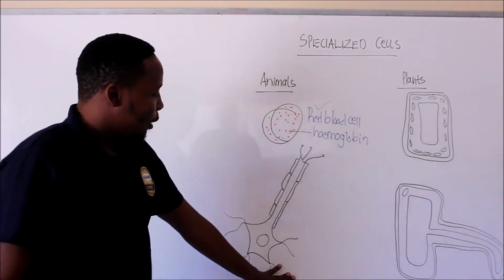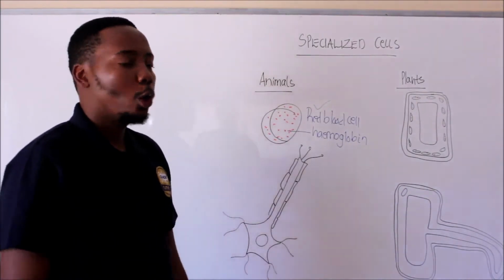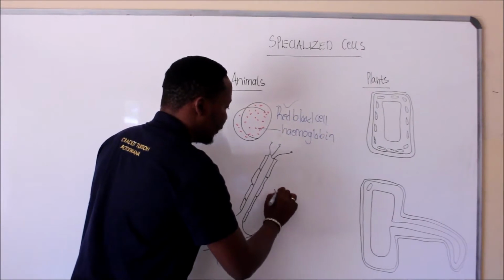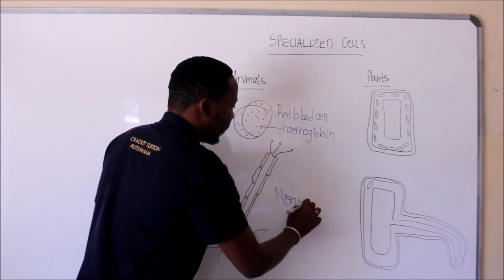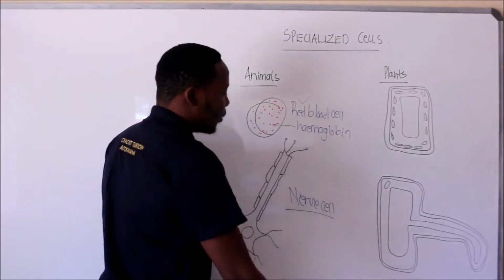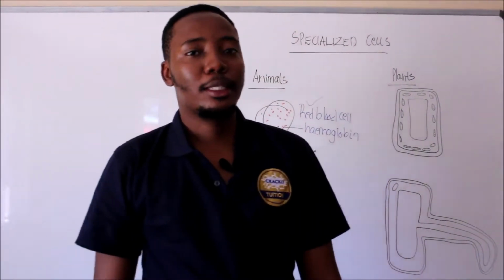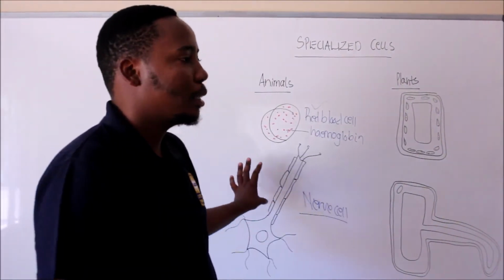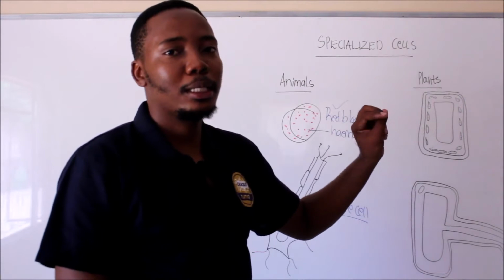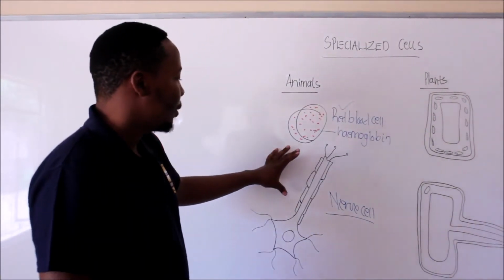And then if you look here, still under animals, there is what we call a nerve cell. We find a nerve cell in the nervous system, and this cell is responsible for the transportation of the impulses around the body. So let's see how it is adapted.